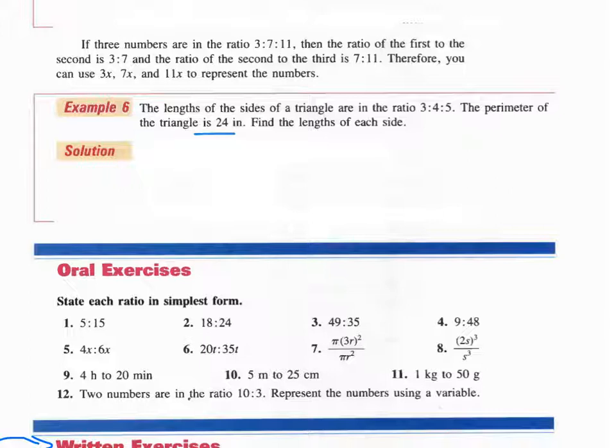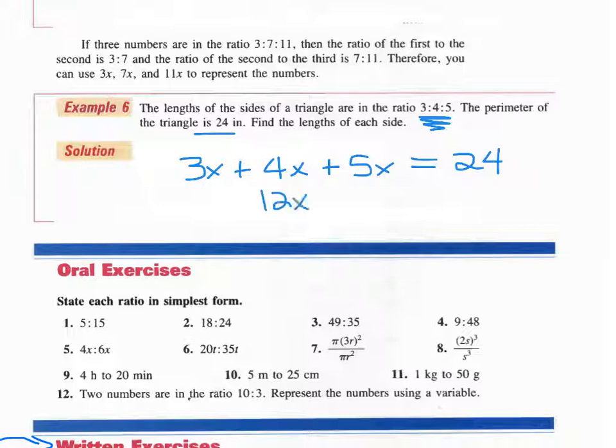So again, I can add variables to my ratio. And again, remember, perimeter means add. So I'm going to do 3x plus 4x plus 5x. And I know that that total perimeter is 24. I'm now going to add all of those like terms on the left side. And when I add 3 plus 4 plus 5, I get 12.